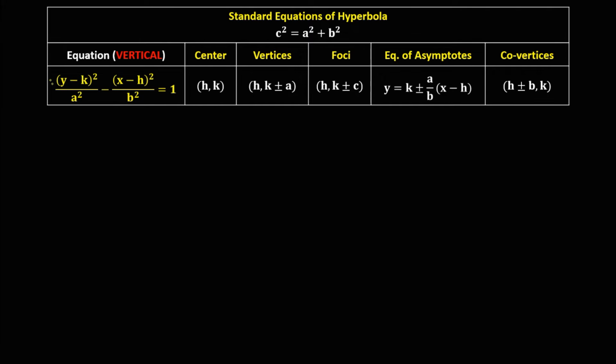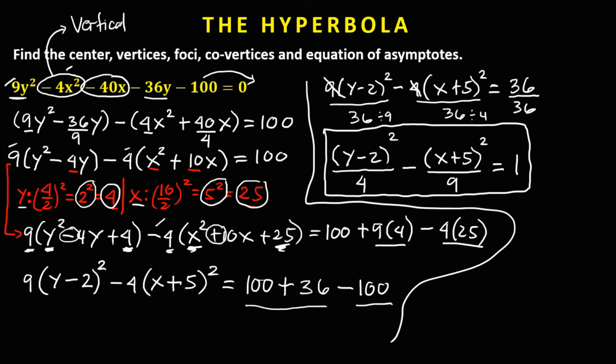So from the standard equation, we have y minus k quantity to the power 2 over a squared. From the standard equation, the first denominator is a squared. And the second denominator is b squared. And that number with y is k. And this number with x is h.